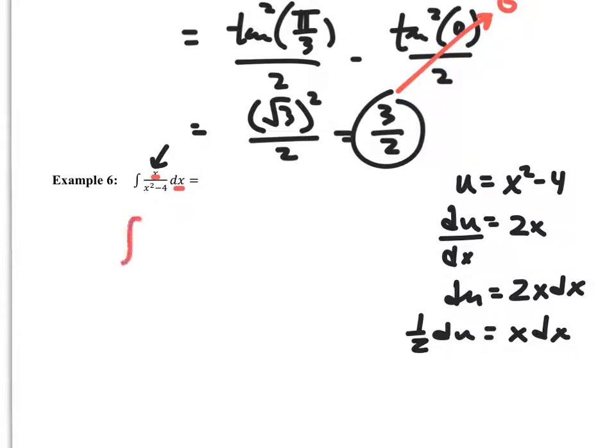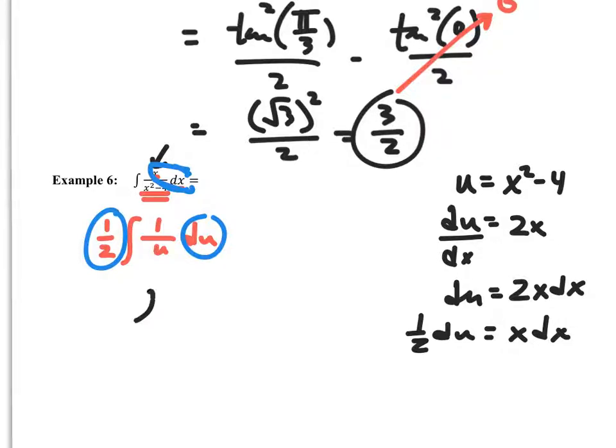And of course, this would now be the integral, right? X squared minus 4 is now u. So I have 1/2, x dx is replaced by 1/2 du. So I'm going to leave a 1 over u du. So you'll see I've got my 1/2 du. That takes care of x dx. And then the u takes care of x squared minus 4. So the integral of 1 over u is the natural log of u. And u is x squared minus 4. And there you have it.